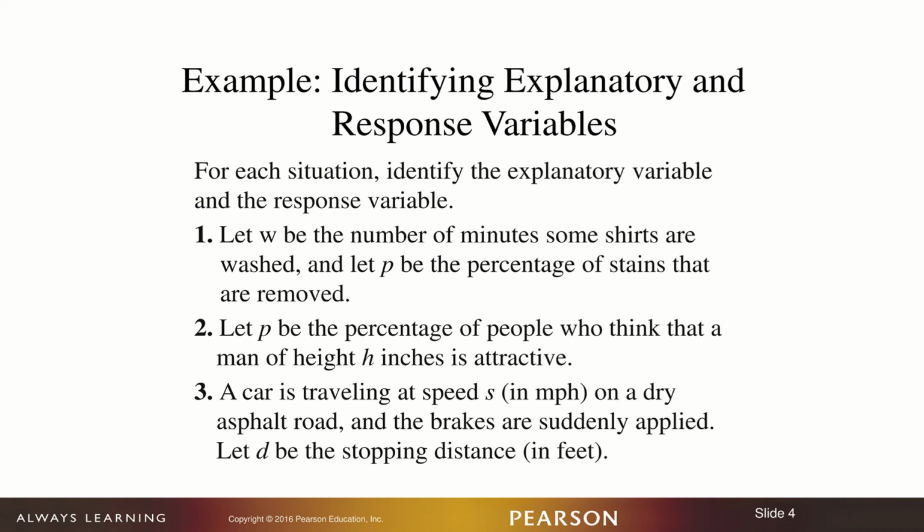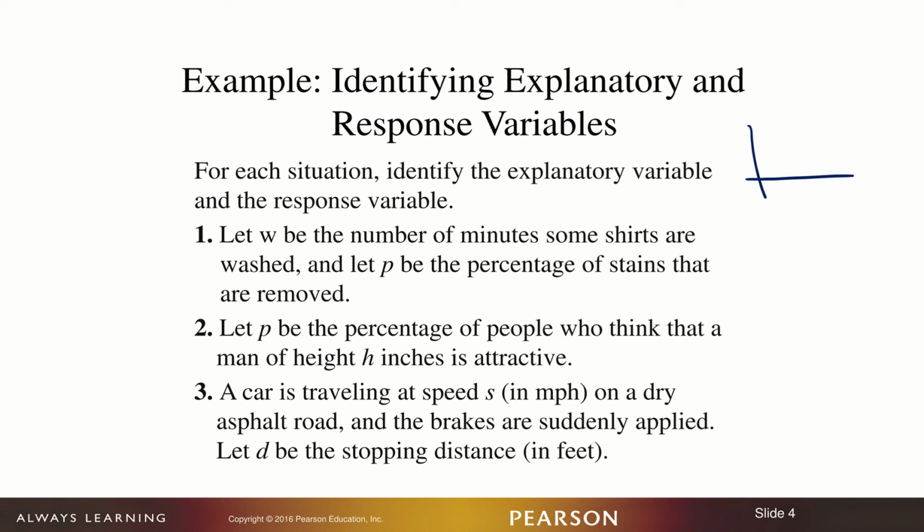Here we'll take a look at a few examples. We want to identify the explanatory and the response variables. For example, in the first one, let W be the number of minutes some shirts are washed, and let P be the percentage of stains that are removed. Here, of course, we're assuming that the number of minutes that a shirt gets washed is going to have some effect on the percentage of stains that are removed.